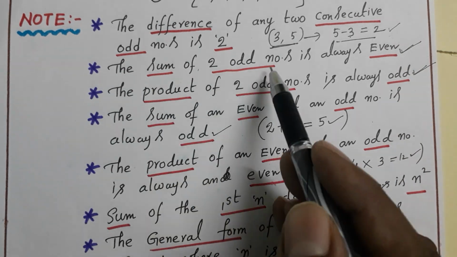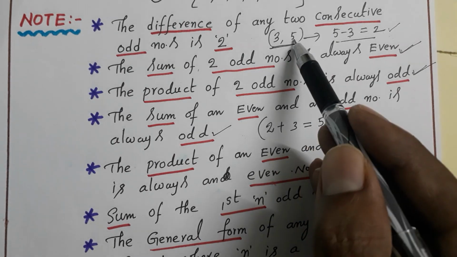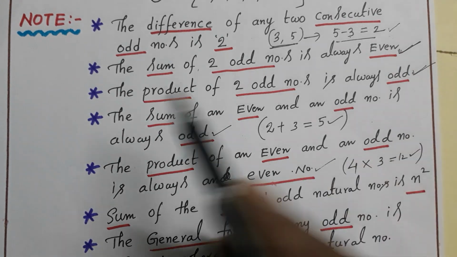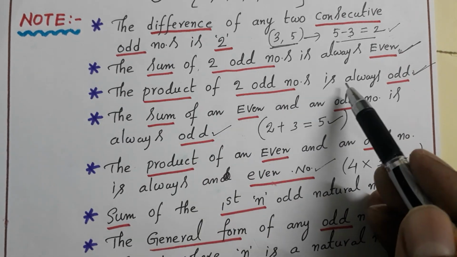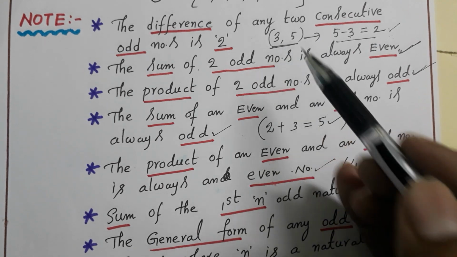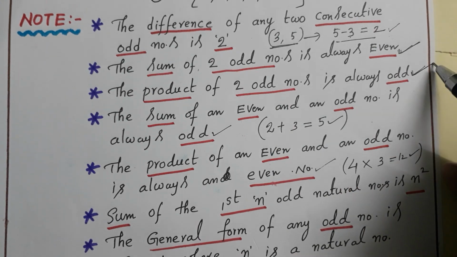The sum of two odd numbers is always even. For example, you take again 3 and 5. Their sum 3 plus 5 is equal to 8, which is even. The product of two odd numbers is always odd. For example, you take again 3 and 5, two odd numbers. Their product 3 into 5 is equal to 15, which is an odd number.